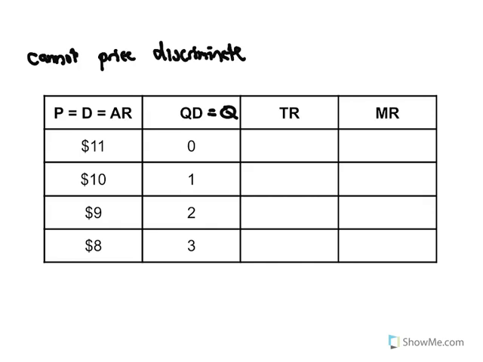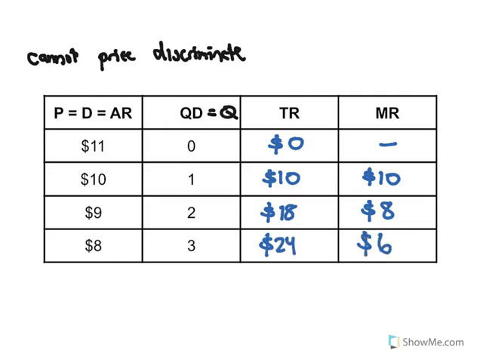When we fill in this chart, obviously 11 times 0, we're going to have $0 in total revenue. Marginal revenue, there isn't any. 10 times 1 is $10. Marginal revenue is the change in total revenue, so 10 minus 0 is $10. 9 times 2 is $18. The change is $8. And then 8 times 3 is 24. The change is 6. And what you notice here is exactly what I said. Here's your demand, here's your marginal revenue. They're not the same. In fact, demand is greater than marginal revenue at each of these quantities.